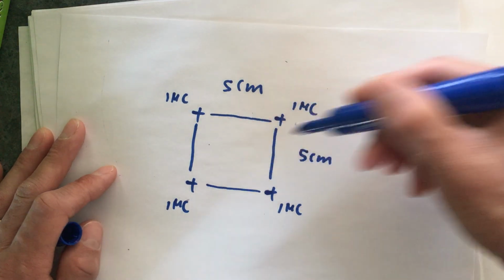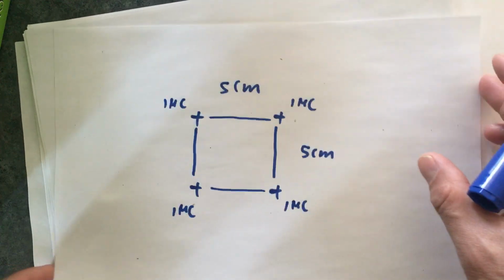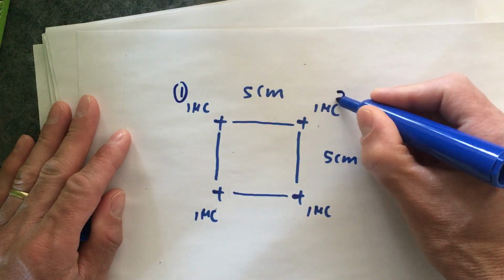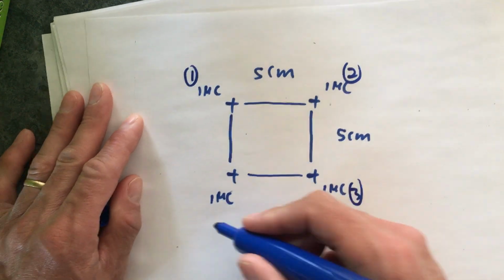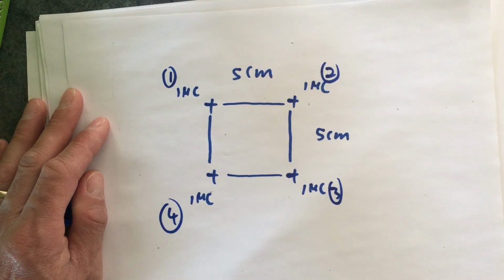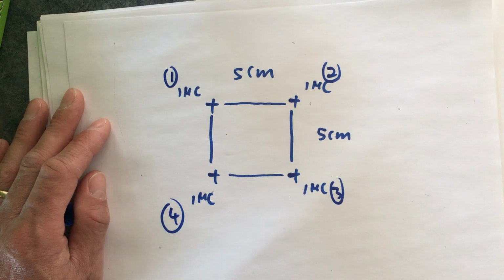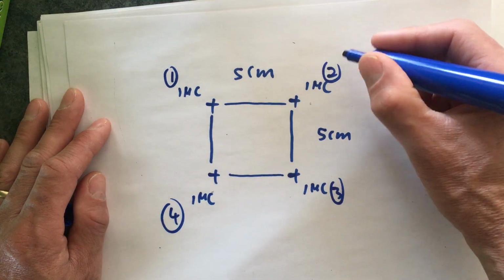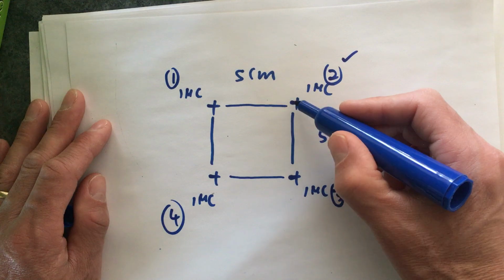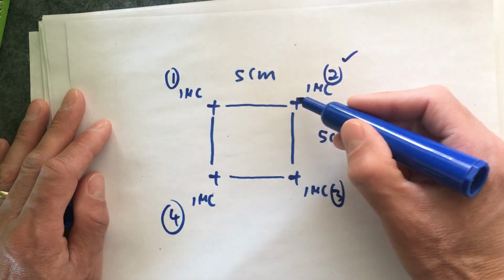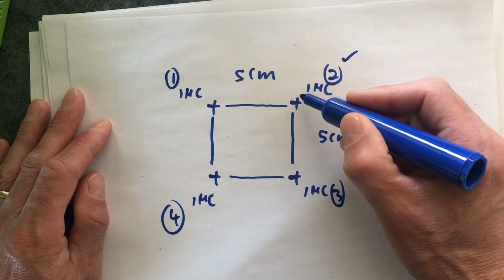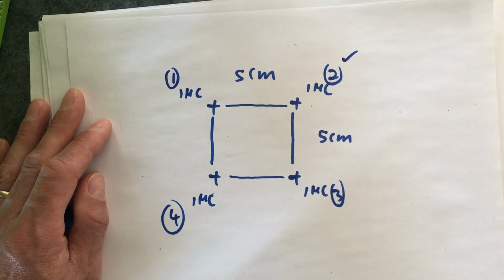So I'm going to label these four charges. So I'll call this one charge 1, 2, 3, and 4. And then I'm going to choose one of them to find the force on. So I'm going to choose charge 2. So we're going to look at this charge, find all the electrostatic forces that act upon it, add them together, and that's going to be the net force on this particular charge.